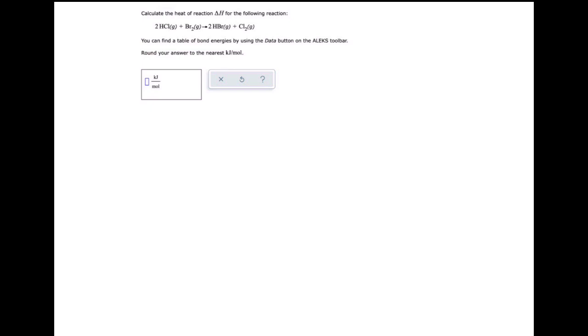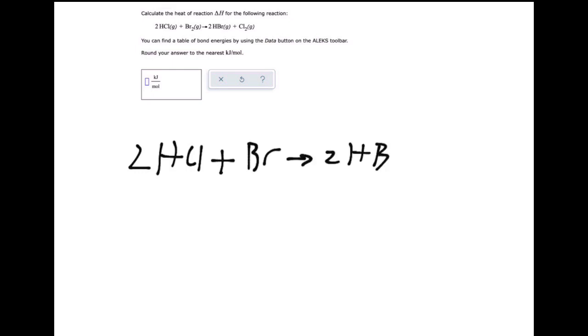I did not have access to that exact table, so I had to use other tables that I found elsewhere. So here's the problem. It's 2HCl plus Br2 makes 2HBr plus Cl2. In order to do this problem, we simply have to do the summation of the bonds broken minus the summation of the bonds formed, and that will give us our answer.